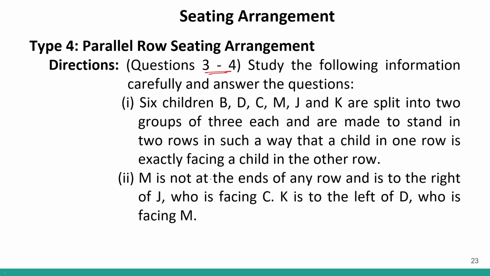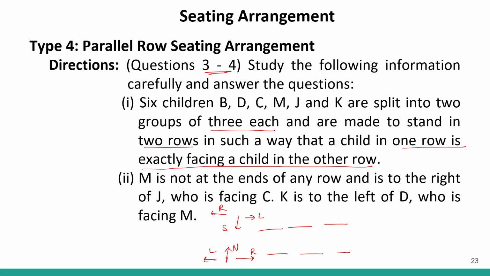Based on this information, we will answer 2 questions. So, study the following information carefully and answer the question. There are 6 children that are split into 2 groups of 3 each and are made to stand in 2 rows in such a way that a child in one row is exactly facing a child in the other row. So, similar concept 1, 2, 3, 1, 2, 3. Certain people are facing south towards the left and towards the right. Certain people are facing towards the north, towards the right and towards the left. Correct? Same concept. People are B, D, C, M, J and K.